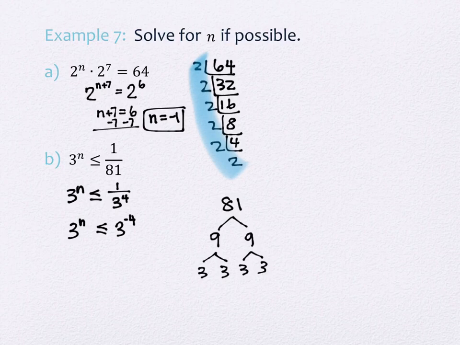Now, this is an inequality. It doesn't say equals, but that's okay. It doesn't operate any differently, all right? So since we have the bases the same, right, the 3's match now, we concern ourselves with only the exponents, and the symbol stays the same between. So I have n is less than or equal to -4.